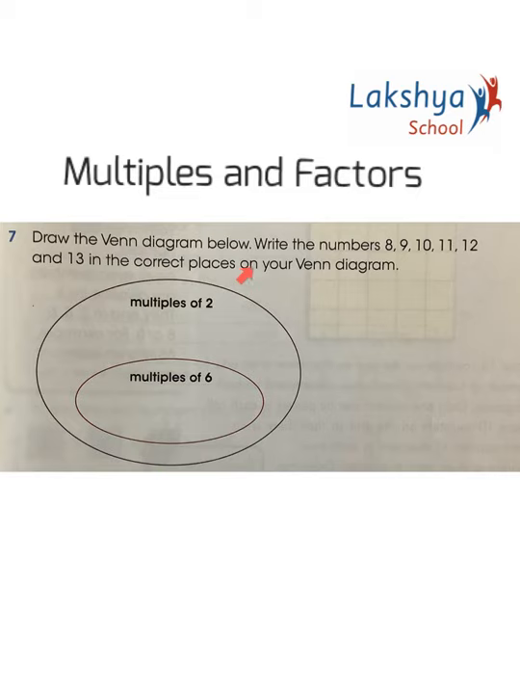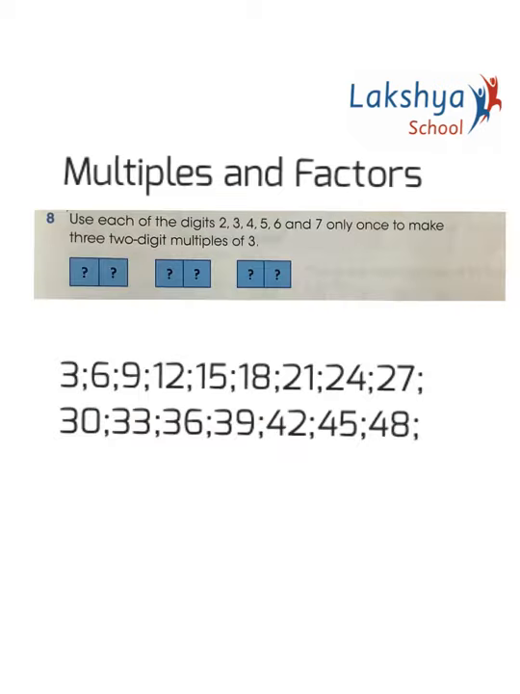Draw a Venn diagram below and write the numbers 8, 9, 10, 11, 12 and 13 in the correct place on the Venn diagram. In this circle you need to just write the multiples of 2 and in this smaller circle you need to write the multiples of 6 and you need to write the other numbers outside the circle. Check with your answers.